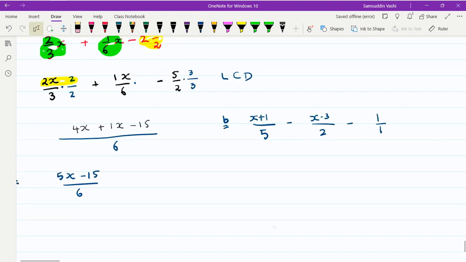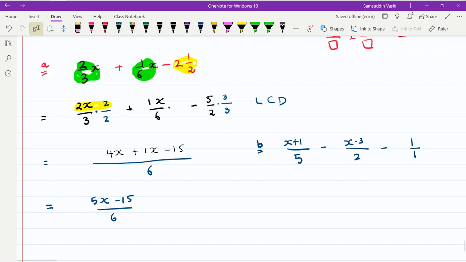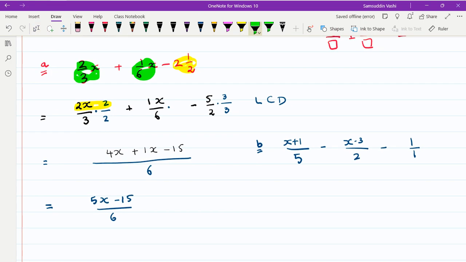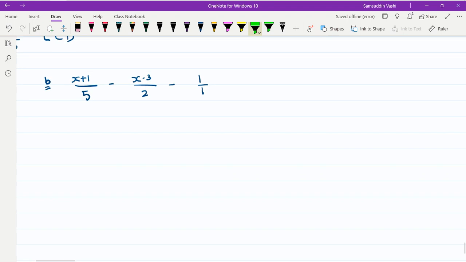How is this question different from the previous question? The previous question was this. In the previous question, we had only one term in the numerator. Now we have two. One is with x and the other is the number. It doesn't matter. My method, addition, subtraction of fractions, starts with LCD. So what is my LCD now?